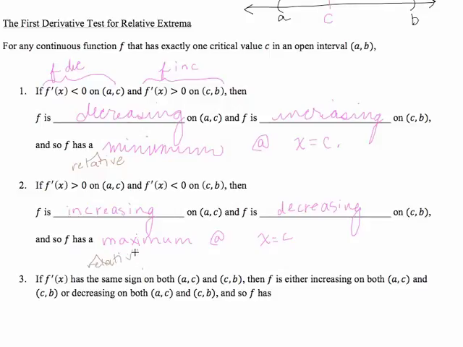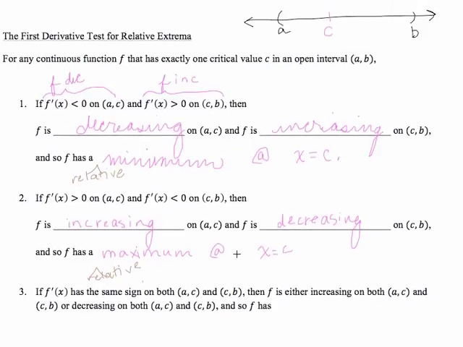And if f prime has the same sign on both the intervals from A to C and from C to B, then f is either increasing from here to here and it continues increasing from there to there, or it's decreasing from here to here and it continues decreasing from there to there. And so f has neither a max nor a min, or we'll say f has no relative extremum at x equals C.